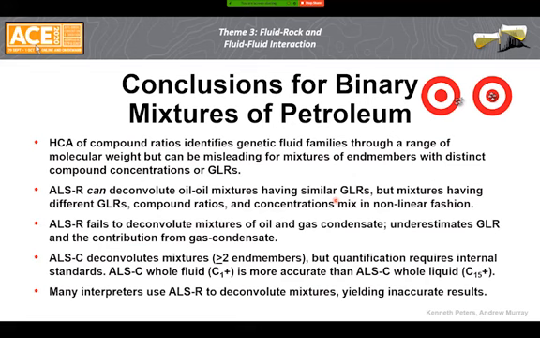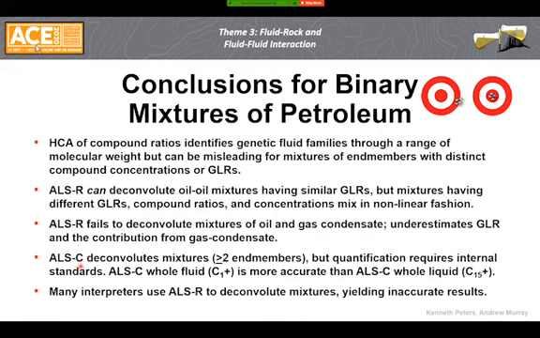So superficially, you're going to have a linear relationship with the mix and the GLR, and it's going to work for oil-oil mixtures fairly well. But as soon as you have mixtures having very different GLRs or compound ratios or concentrations, they're going to mix in nonlinear fashion. Alternating least squares of ratios fails to deconvolute mixtures of oil and gas condensate. It underestimates the GLR and the contribution of that gas condensate.